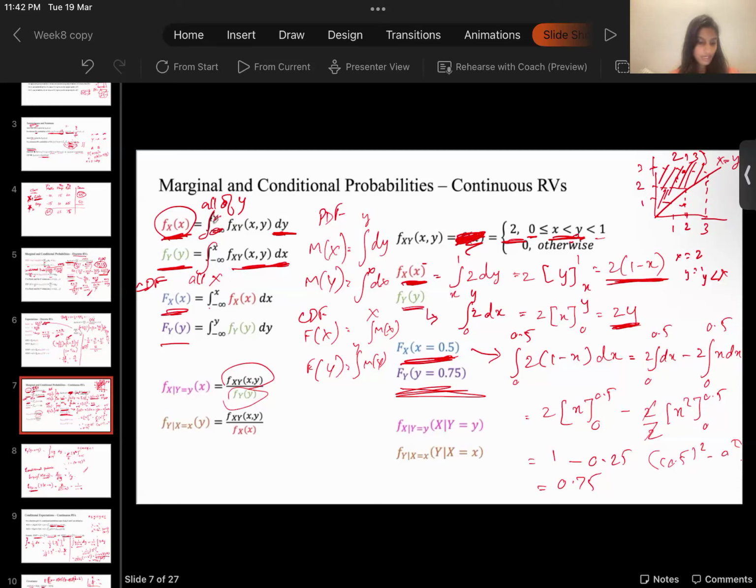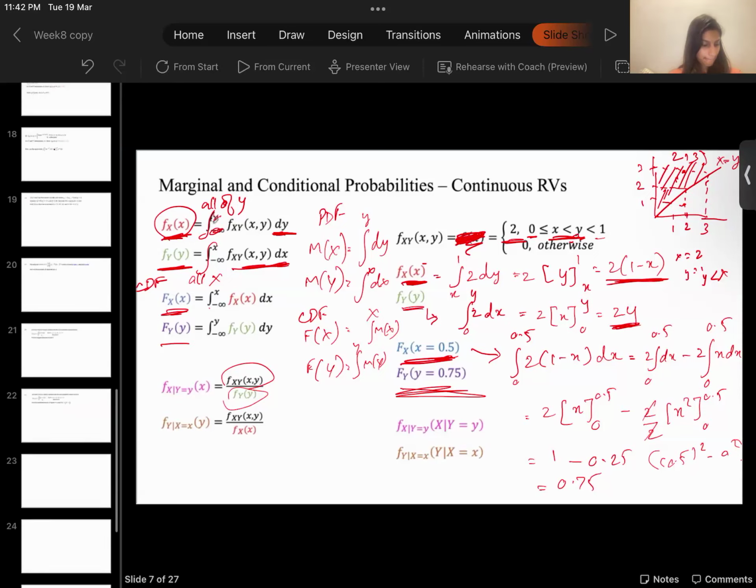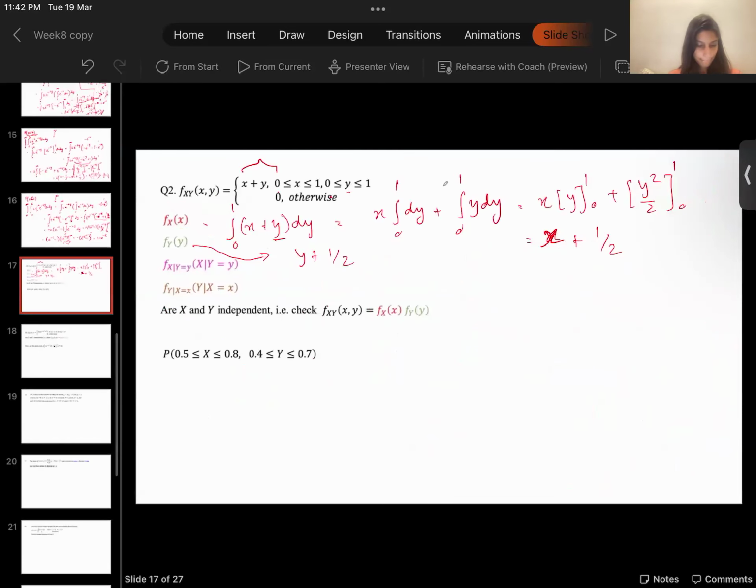Okay, where were we? What is this? Okay, yeah, we were here, right? From the current slide.